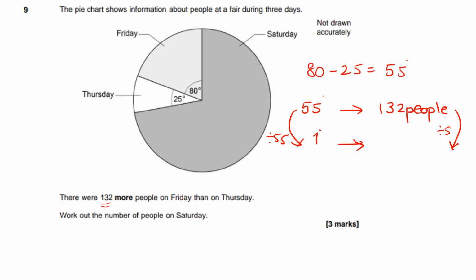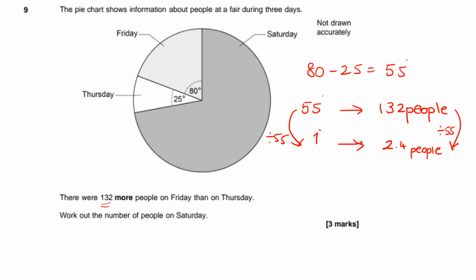Divided by 55. I'm going to use my calculator for this one. 132 divided by 55 is going to give me 2.4 people. Right, every degree on this pie chart is going to be equivalent to 2.4 people.